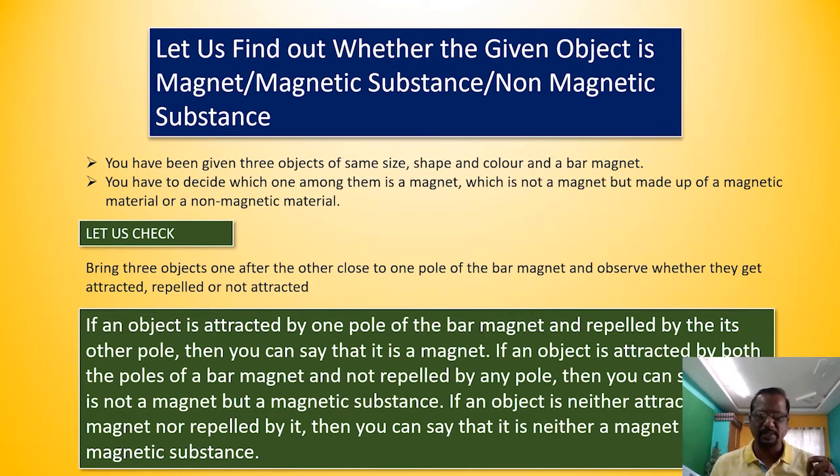I repeat again, children: if an object is attracted by one pole of the magnet as well as by the other pole, then that object is a magnetic substance. Now let me get the second object closer to the given magnet. Now it is also being attracted. But when I turn the other pole, I notice that the object is being repelled. Then now I know this is a magnet.